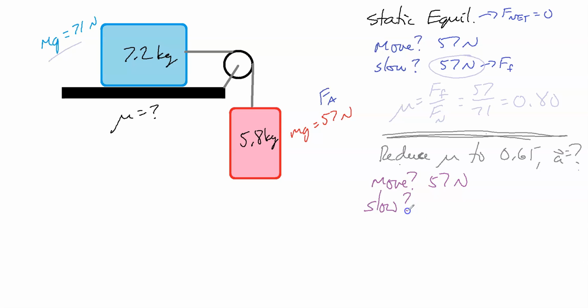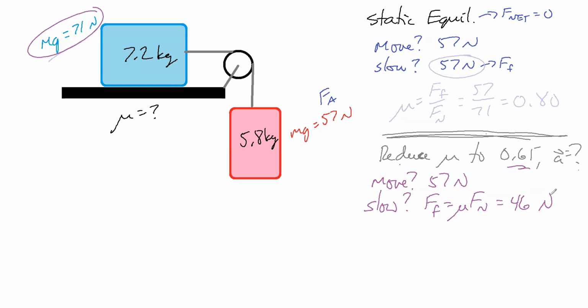Slow it down, of course, that's my friction. So force of friction is going to be mu Fn, and it's still the same Fn as before. The only thing that's changed is my coefficient of friction. So I do that 0.65 times the 71, and my force of friction is now going to be around 46 newtons. And of course, it's going to oppose the motion. So you can put negative in front if you want to. I'm not too worried about that right now.